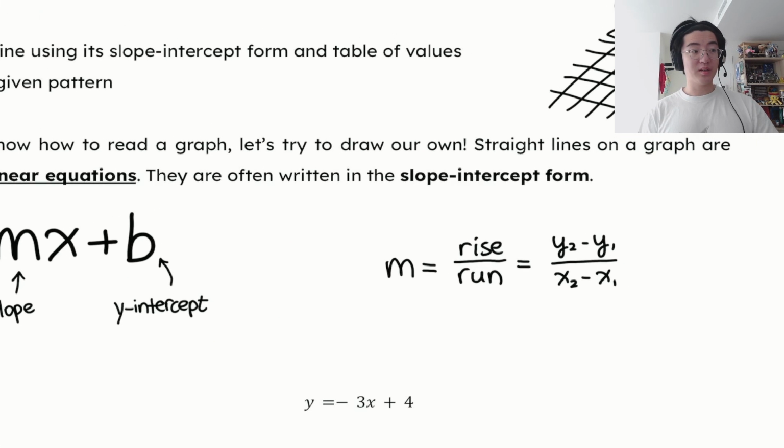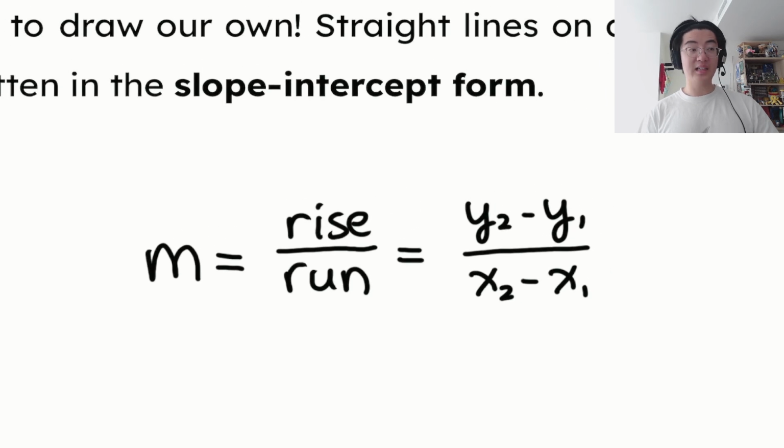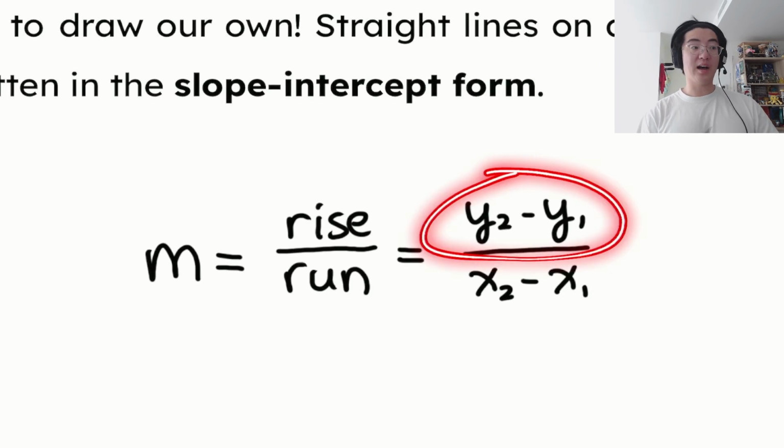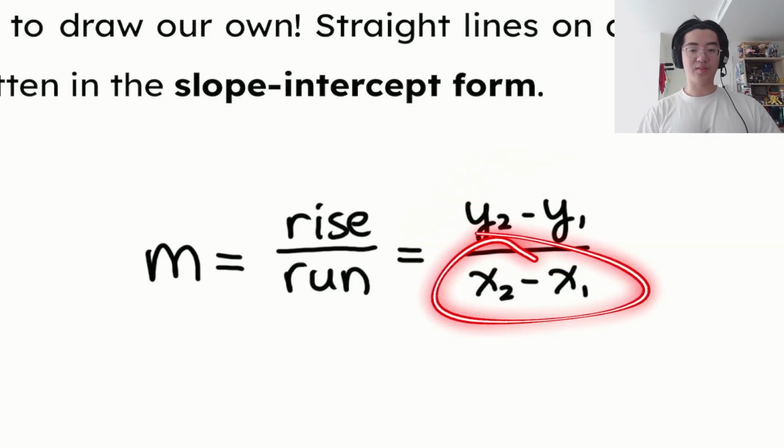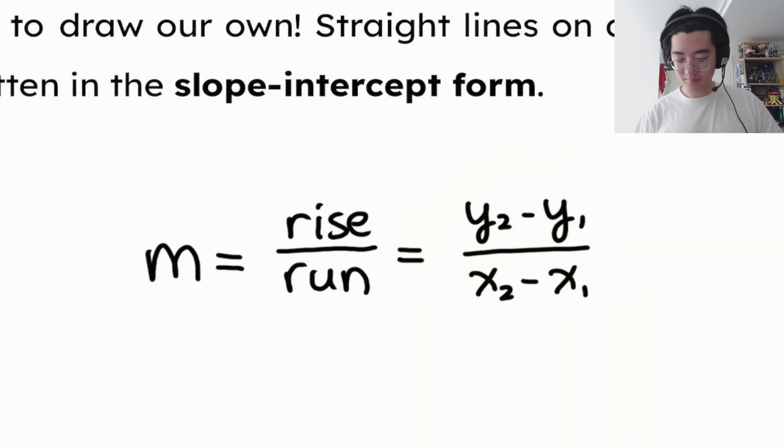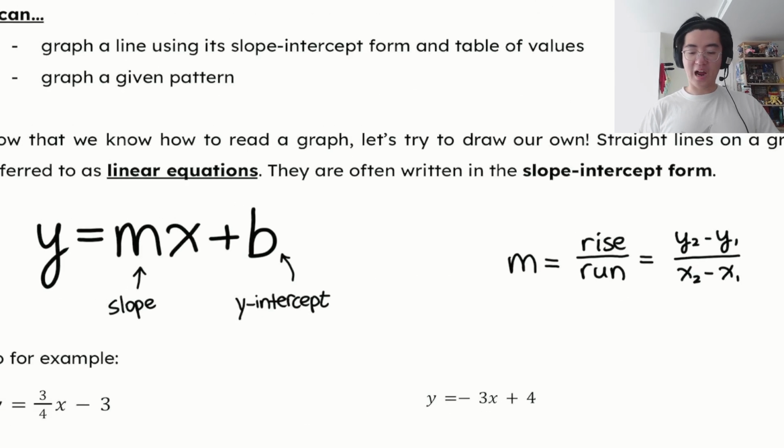Now the slope of a graph is the rise over the run. Think of it as how much the y value changes over how much the x value changes, as a fraction. That's pretty much our entire lesson today.